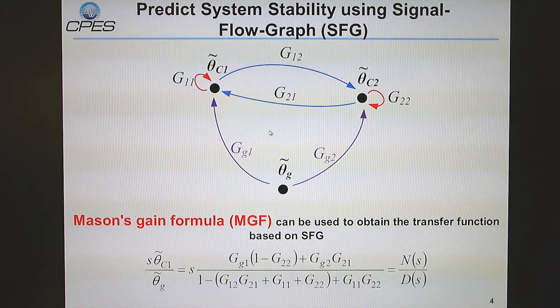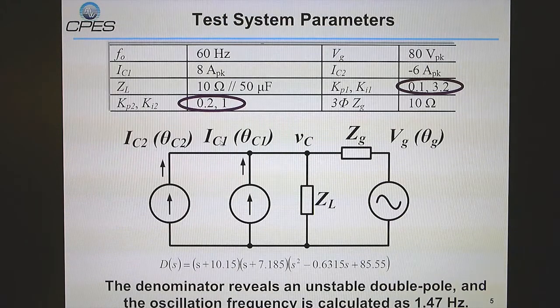We can see that in this system, two converters are coupled with the grid. The transfer function of this system can be obtained by using Mason's gain formula, and we can study the characteristic equation of this system to predict its stability.